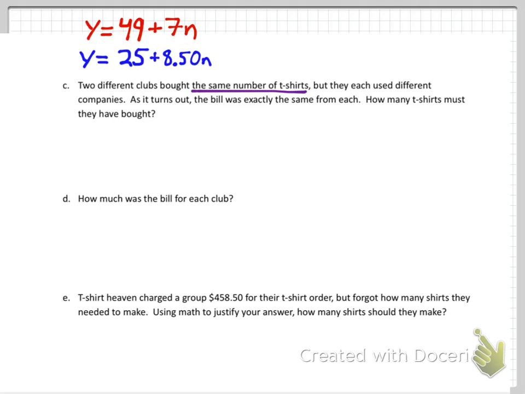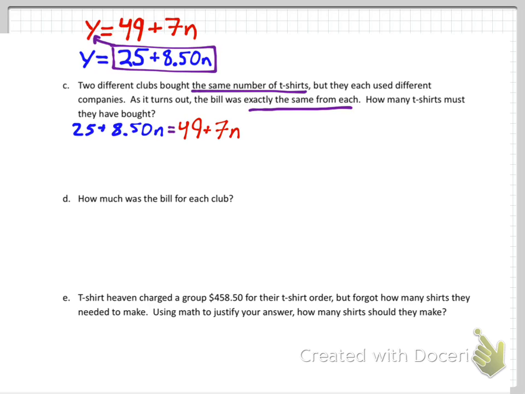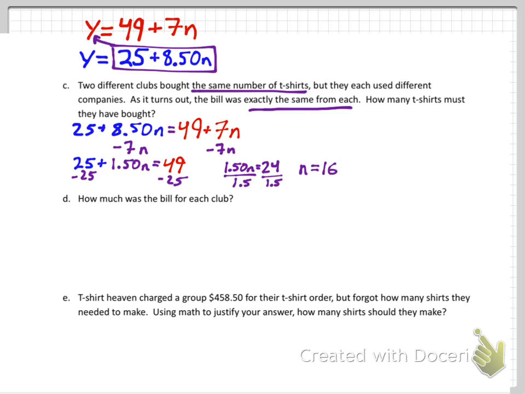Well, let's solve it. And I'm going to use substitution again. I'm going to plug in 25 plus 8.5n for y. So that looks just like setting the 2 y's equal to each other. And let's solve for it. Let's subtract 7n from both sides, and then subtract 25 from both sides. Then we divide by 1.5, and we get n equals 16. That means they must have bought 16 t-shirts.